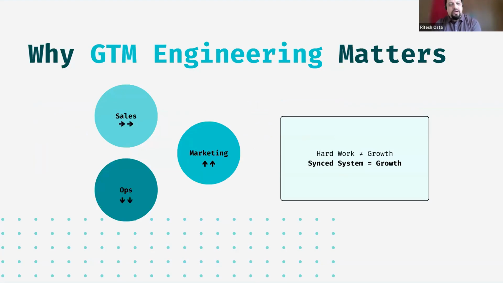So sales, marketing, ops, all working separately. And hard work is not equal to growth. A synced system is equal to growth. I think it's a beautiful quote. Just running campaigns after campaigns, just working really hard, is not the right approach anymore. I'm not saying don't work hard. Please do work hard. But at the same time, you need to have a synced system where all your teams, sales, marketing, ops, product, all of them, work together, right? So there needs to be a strategy behind whatever you're doing more than ever before.